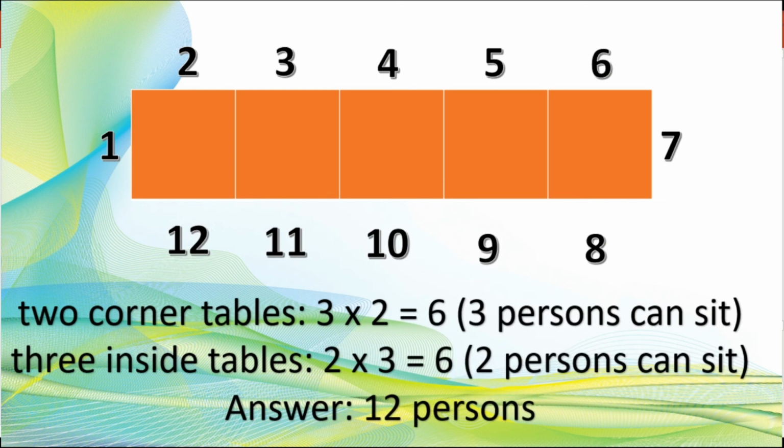So, 2 corner tables can sit 3 persons. So, 3 times 2 is equal to 6. And 3 inside tables, 2 persons can sit. So, 2 times 3 is equal to 6. So, your answer will be 12 persons.